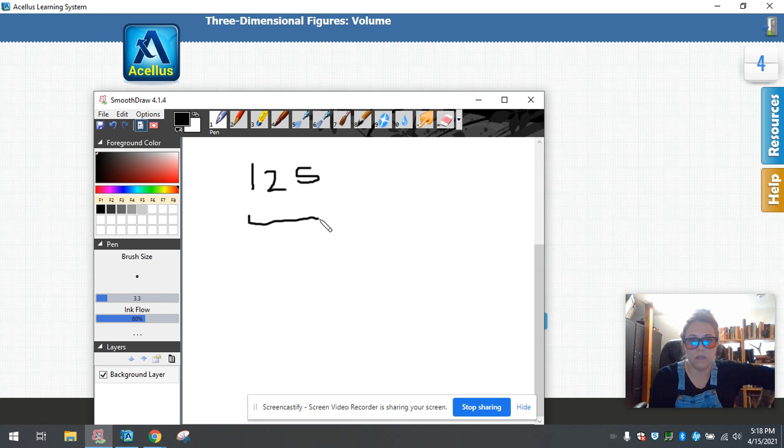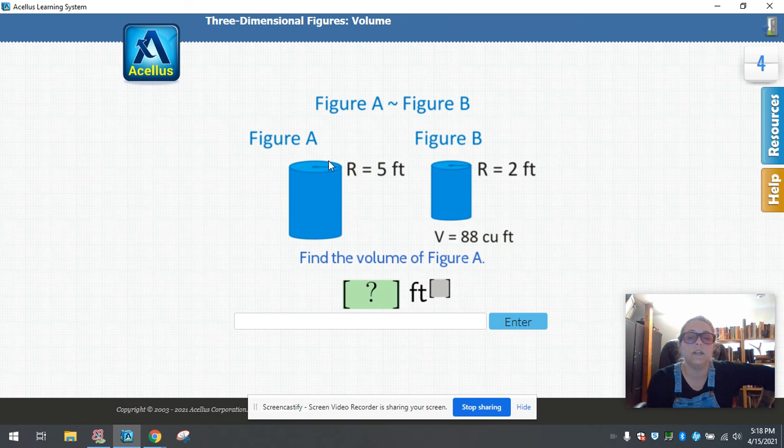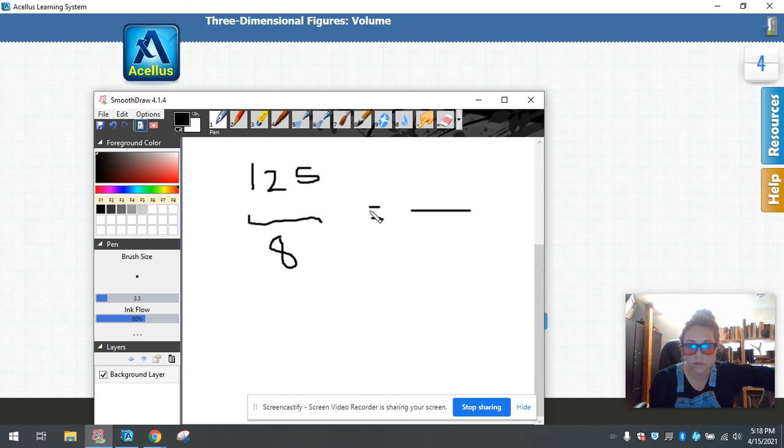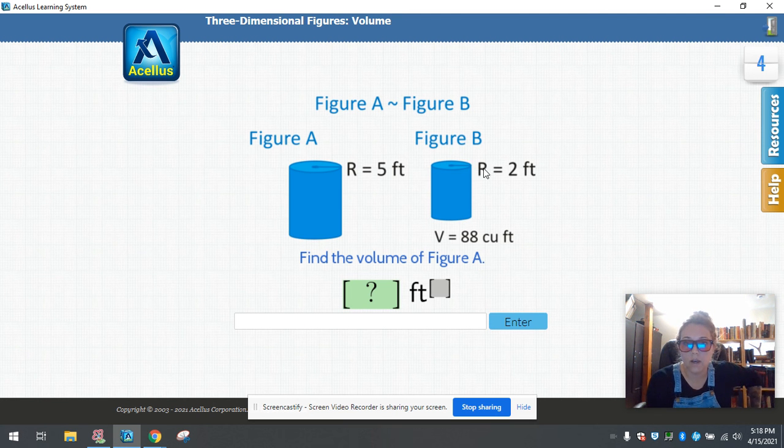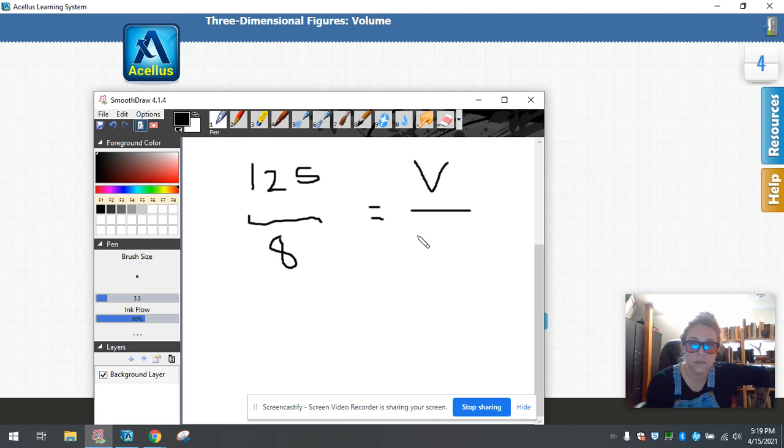I put the big one on the top. I don't know the volume of the big one. I need to solve for it. I need to find the volume of figure A, which is the larger cylinder, aka the big one. So I'm going to put a V there. You can choose any variable or letter you like. I'm going to put V for volume. I know the volume of my smaller cylinder, it's 88. Put that on the bottom.